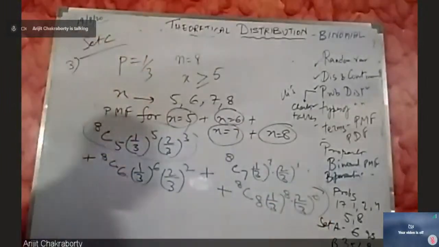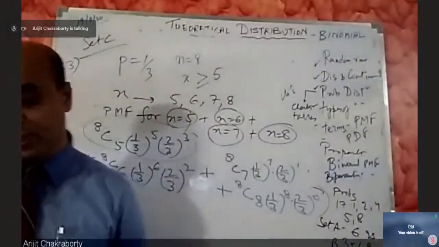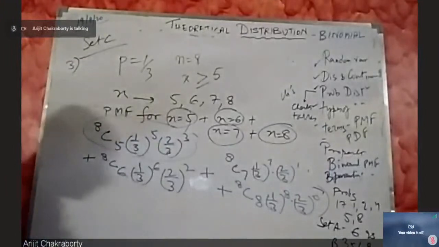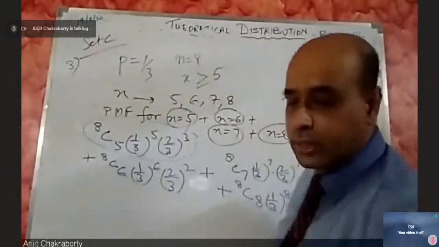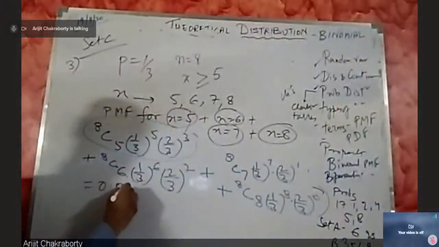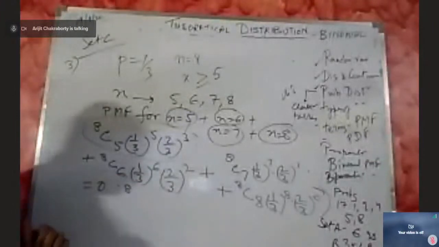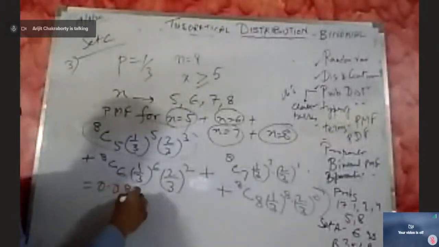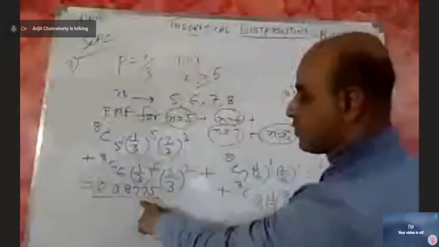Now if you add it up, that is F5 plus F6 plus F7 plus F8, it is approximately coming to 0.08775. This is the answer which I have got. This is the probability.